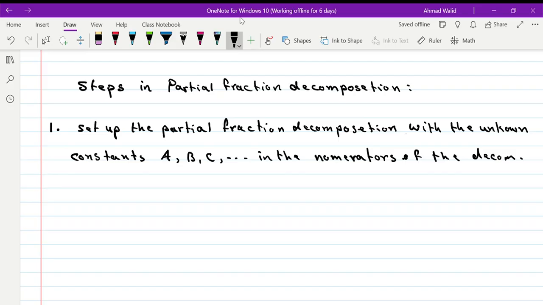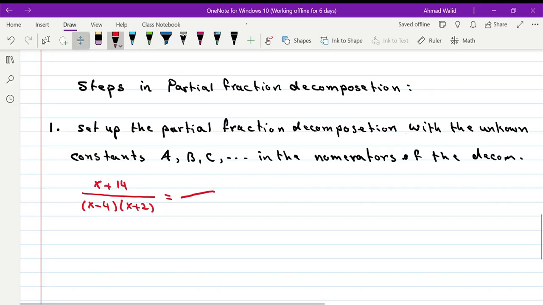For example, I'll start with the example here, correct? Let's see the same example that we did: x plus 14 over x minus 4 times x plus 2. Now, the first question, which is not even explained in this step 1: how many fractions do I need on the right side?